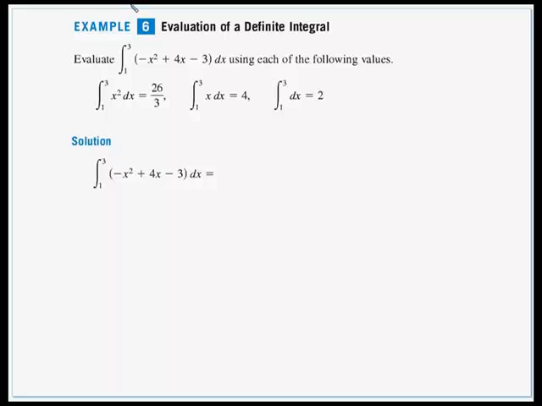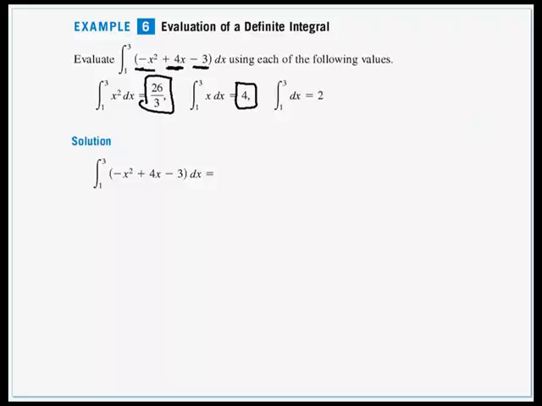So here in example 6, there are some homework problems, I believe, like this. We're evaluating the integral from 1 to 3 of a 3-term function, minus x squared plus 4x minus 3. We want to evaluate this using the following values. The integral from 1 to 3 of x squared dx we know has this value. The integral from 1 to 3 of x dx equals 4. The integral from 1 to 3 of just dx, or 1 dx, is equal to 2. So let's apply these theorems.